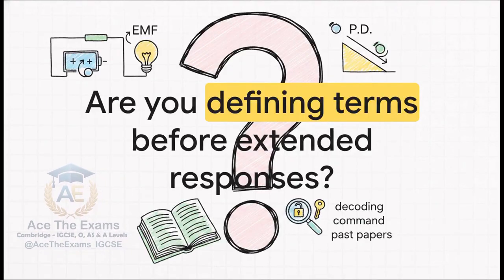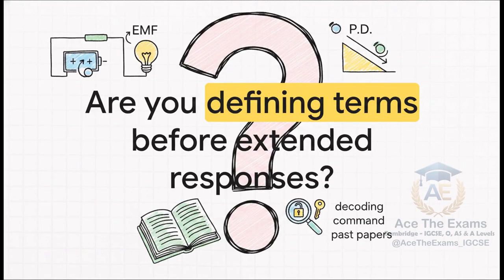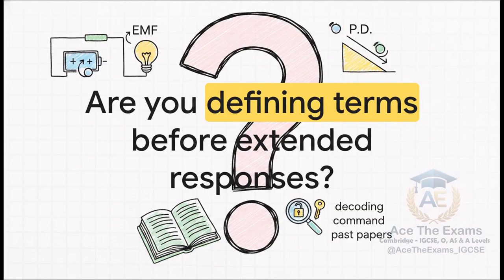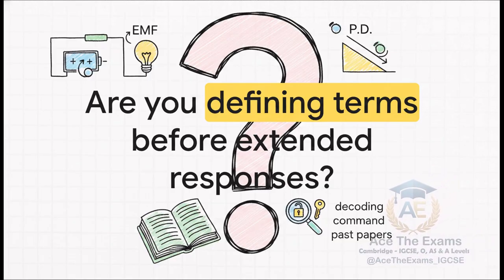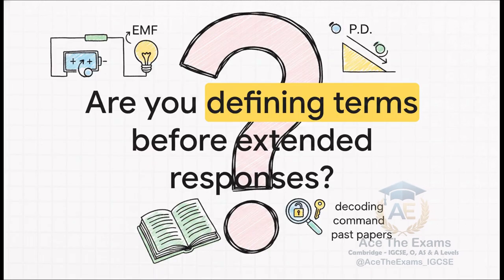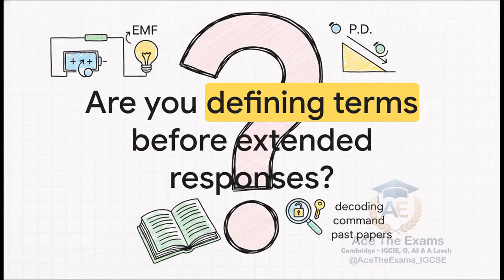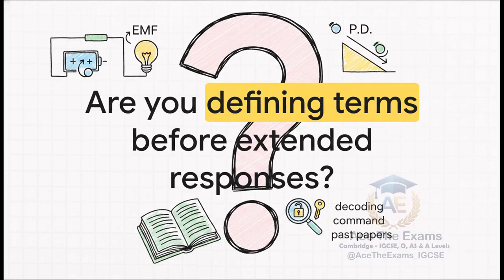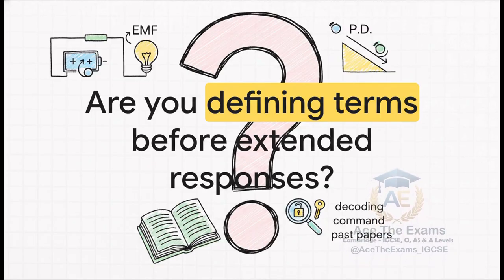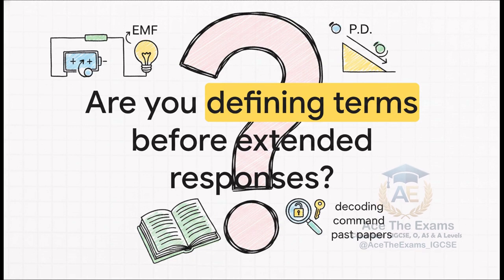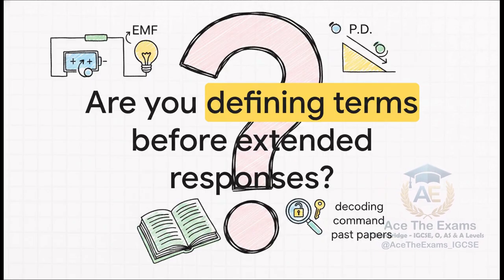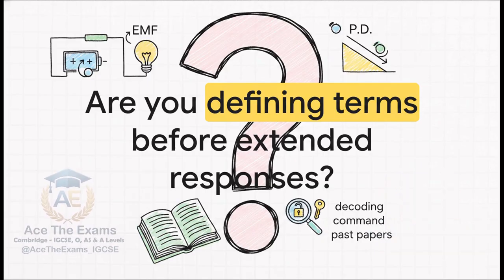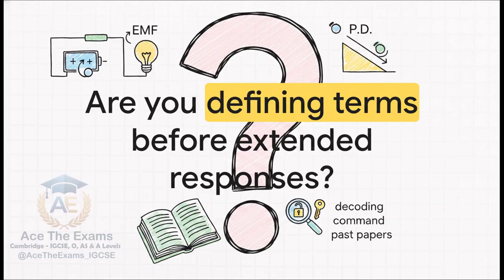As we wrap up this explainer, I want to leave you with this final, provocative question drawn directly from the Principal Examiner Alert. Are you defining your terms before using them in your extended responses? Are you walking into that exam hall knowing exactly how to differentiate EMF from PD, not just as a math formula, but conceptually? Remember, EMF is the work done by the source moving unit charge around the circuit. PD is the work done by the unit charge passing through a component. The math is the same, but the physics is completely different. Apply this playbook, set your field, decode those command words, and you will never lose those easy marks again.